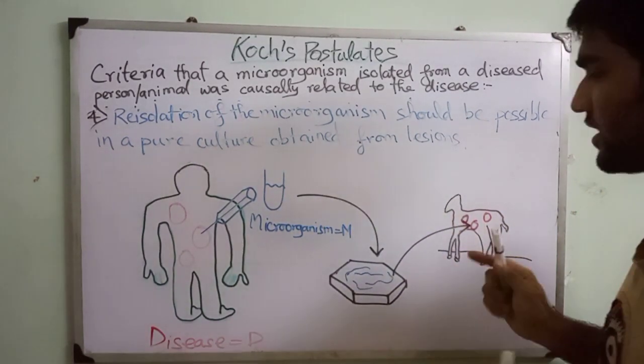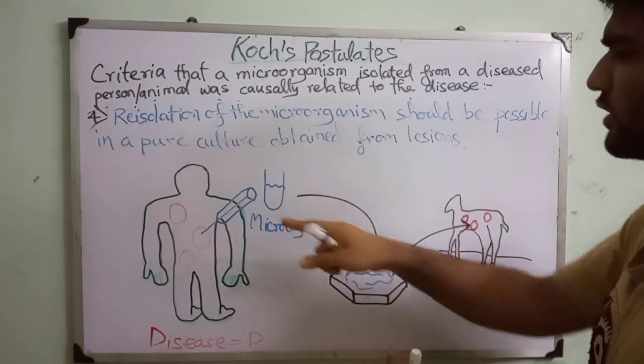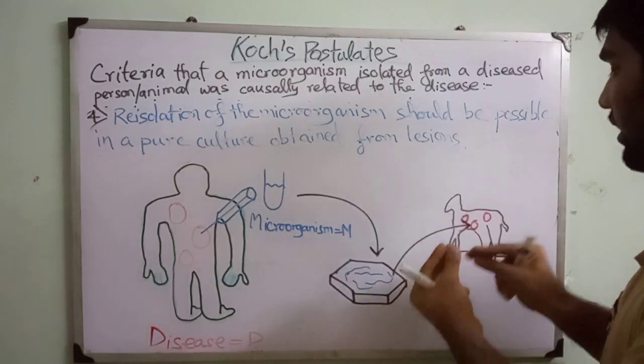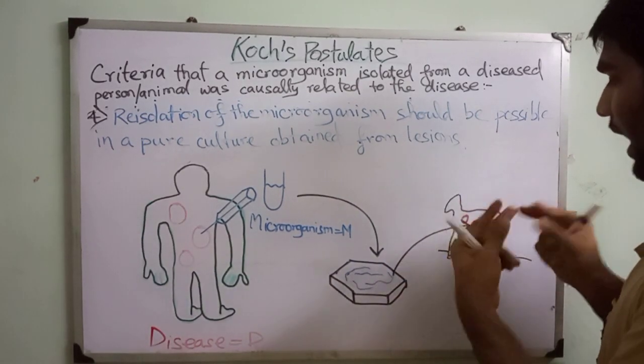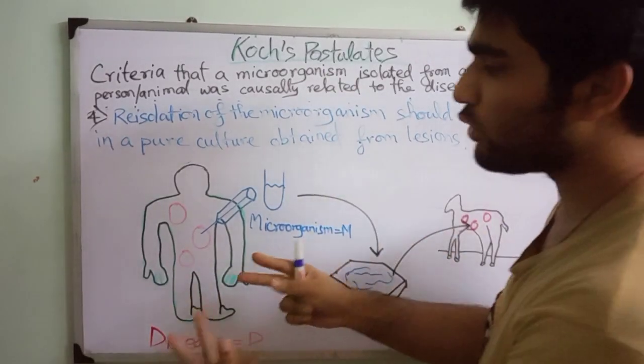What we got was that when we did the injection from the person, and did the sampling and the culture, and put the microorganism into the animal's body, the animal produced red colored lesions similar to that of the person.